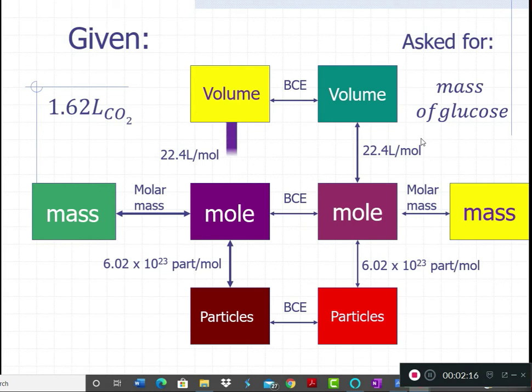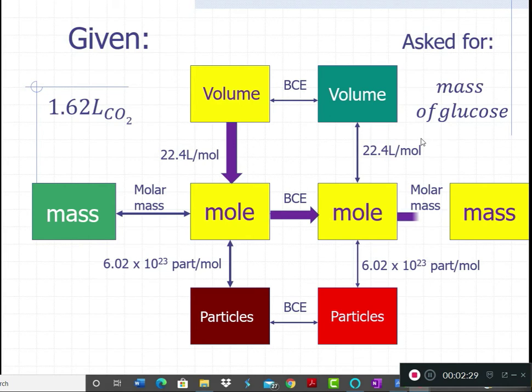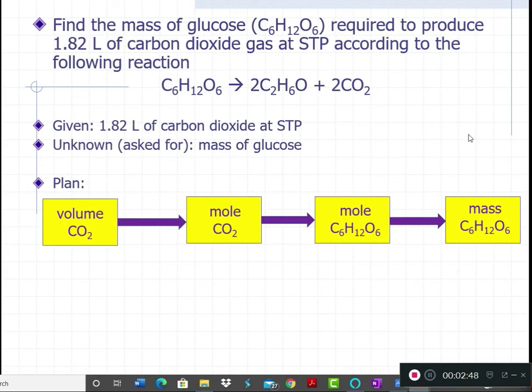So we're going to go down here to go from volume to mole. And then we're going to go from mole to mole. So we're going to go mole of the given material, which is carbon dioxide, to mole of the glucose. And then we're going to use the molar mass of glucose to find the mass, and we've got ourselves a plan. So this, again, is going to take 3 steps. They're a little different than the last video, because in the last video you used only molar mass and the balanced chemical equation. Here we're going to be using that 22.4, the molar volume of a gas. So we have a plan. Volume of carbon dioxide to moles of carbon dioxide, to moles of glucose, to mass of glucose.